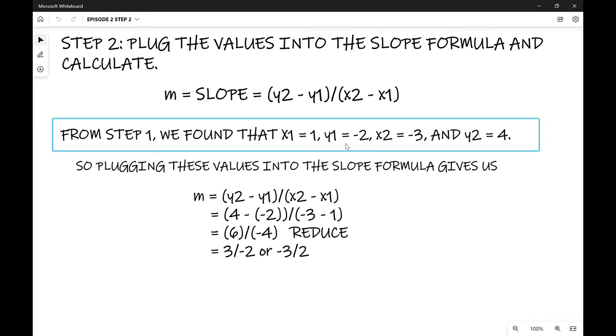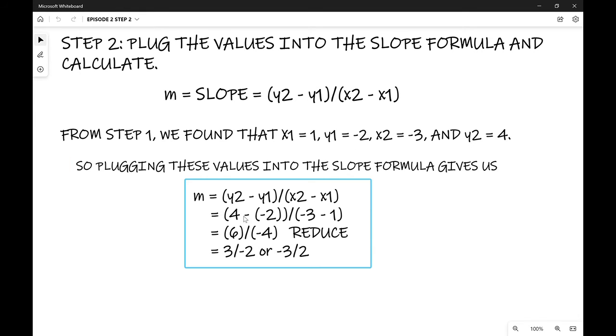Taking these values and putting them in correctly into the formula, we get 4 as y2, minus, and then y1 was -2, be careful, divided by x2, which is -3, so that goes right there, minus x1, which was 1. Now we simplify, and be careful, 2 negatives right here become a plus 2, so 4 plus 2 of course is 6, divided by, and then -3 minus 1 we should know is -4.